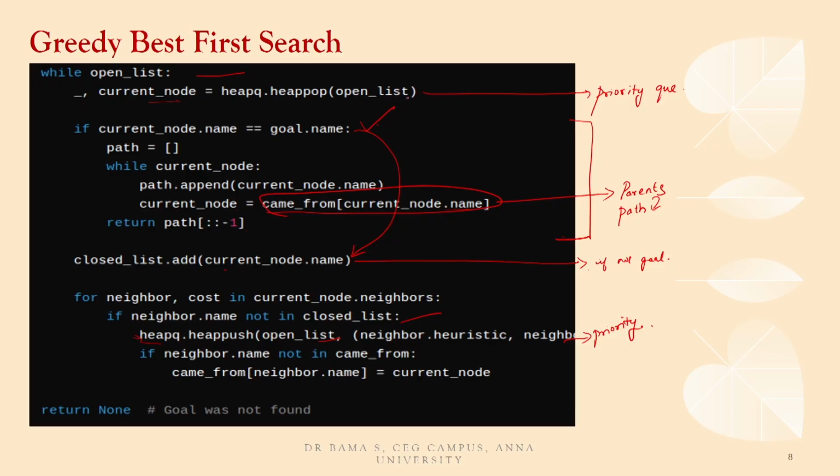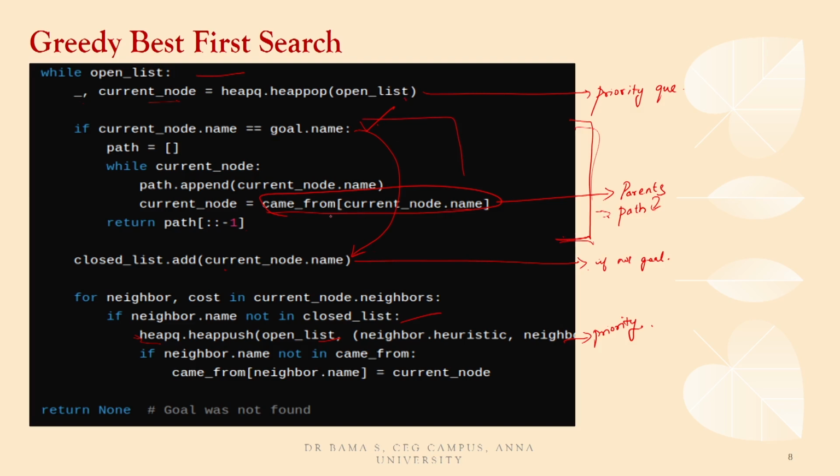Again, if we go back to the code and just revisit this such that we are able to understand it. So, again the first part is where the priority queue is set up, and this part is where the path is going to be found.